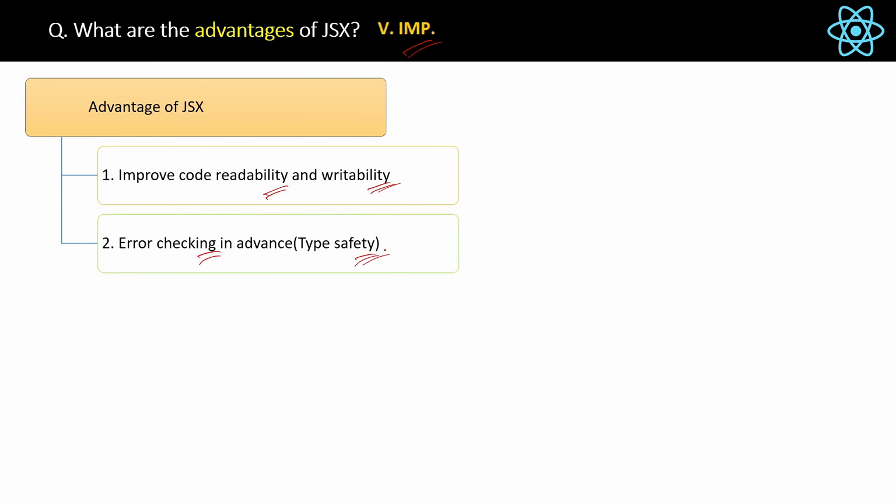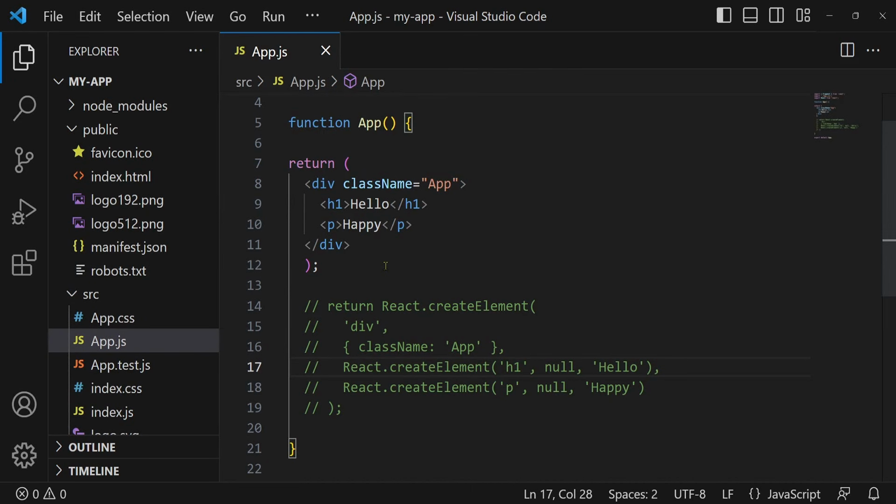Let me show you the same in VS Code. What does it actually mean? See, the simple JSX code is here, which will simply print hello happy. Okay, now if I change this h1 tag, then if you see, it is showing me the error, this red underline, in advance, right? So this is type safety or advanced error checking provided by JSX, which is really a good feature, because while coding we can fix this error on the spot, right?